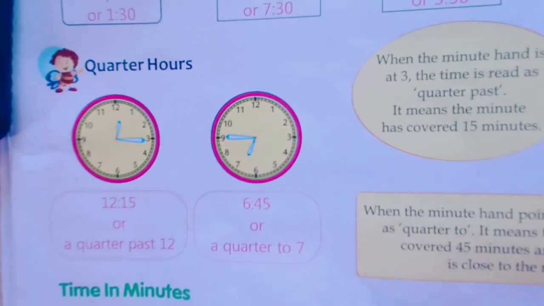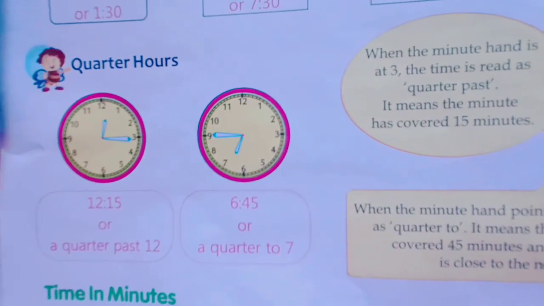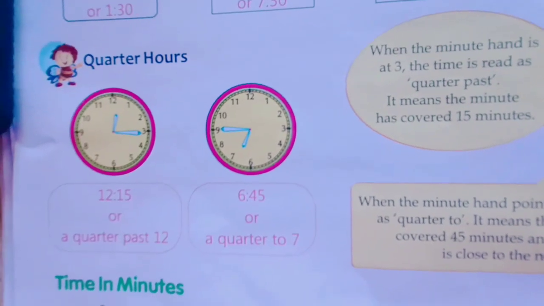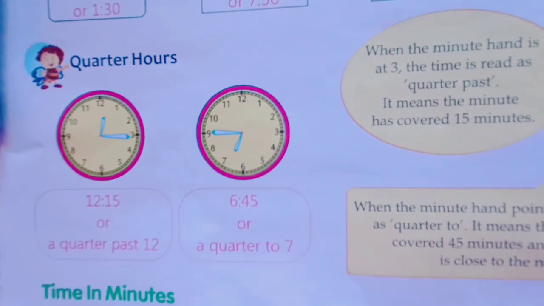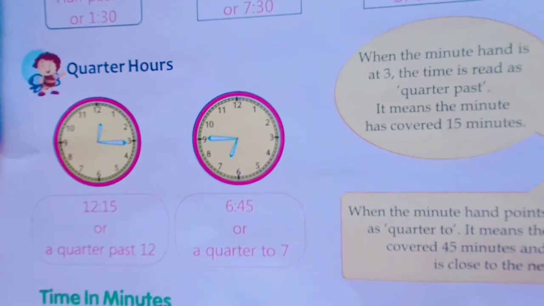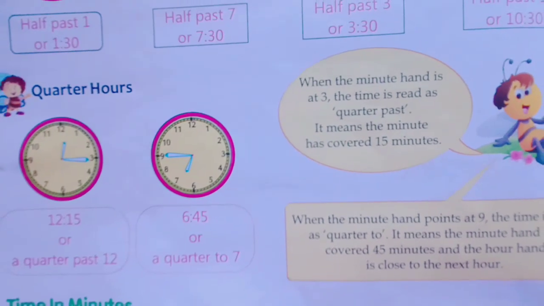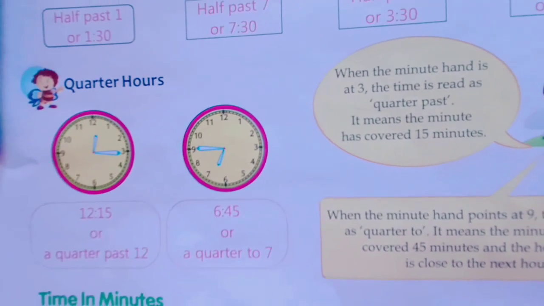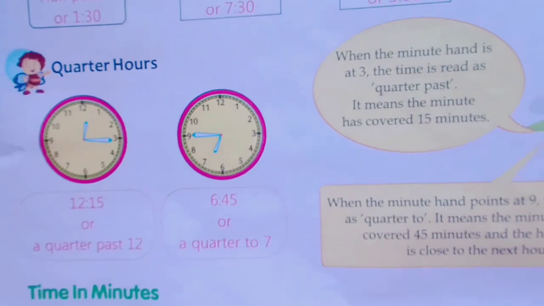Next one, the minute hand is on 9. I have explained that whenever the minute hand is on 9, 45 minutes have been covered. 6:45. And children, when we write it in words, don't write quarter to 6. It is quarter to 7. When 45 minutes are covered, the hour hand is close to the next hour, so 6:45 means quarter to 7. I hope, children, you understood this one.